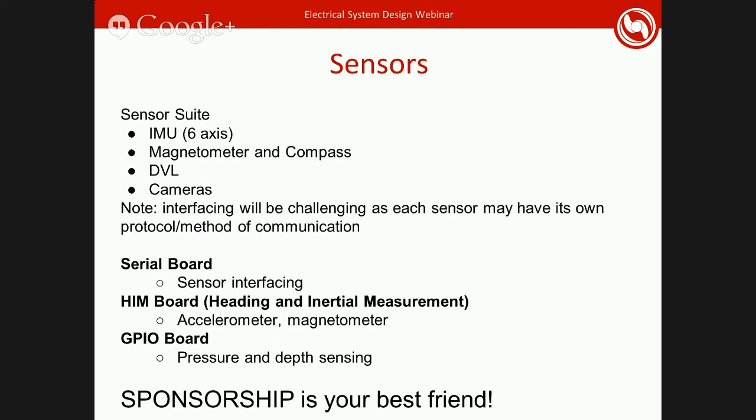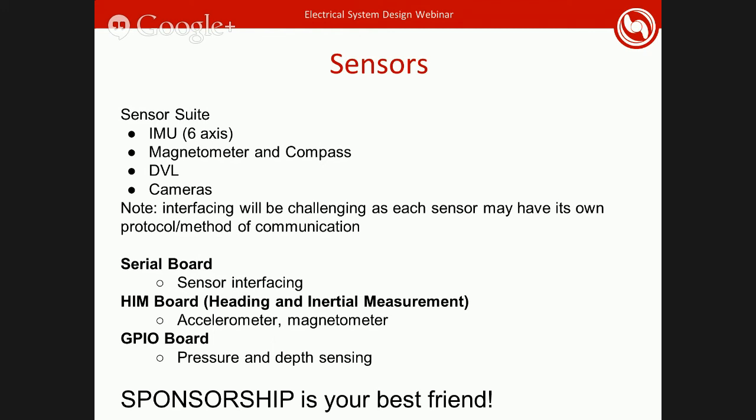And this point that I've put at the bottom, sponsorship is your best friend, which is very true when it comes to sensors. So, for example, as I've mentioned before, our DVL is not something that we can afford to buy every year. Affording it at retail price is very difficult for us. So we work closely with sponsors, telling them the benefits of sponsoring the team and your team specifically, and I guess the competition as a whole. If you are interested in learning more about sponsorship, check out the sponsorship webinar.